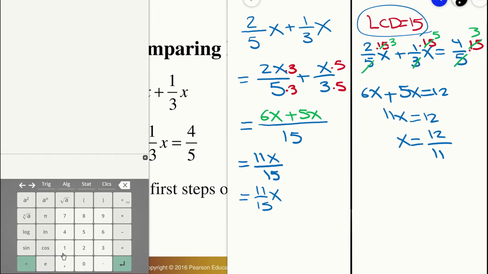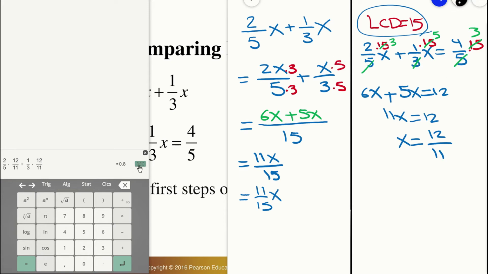So we get 2 over 5 times 12 over 11 plus 1 over 3 times 12 over 11, right? And we want to make sure that that results in 4/5, right?